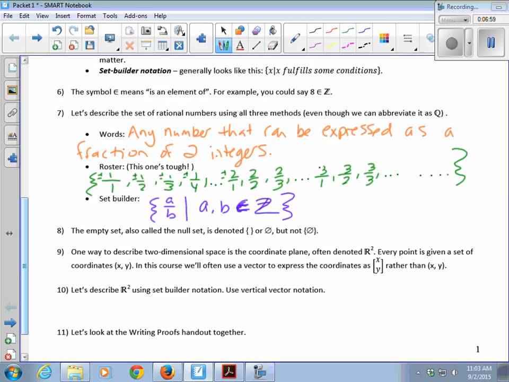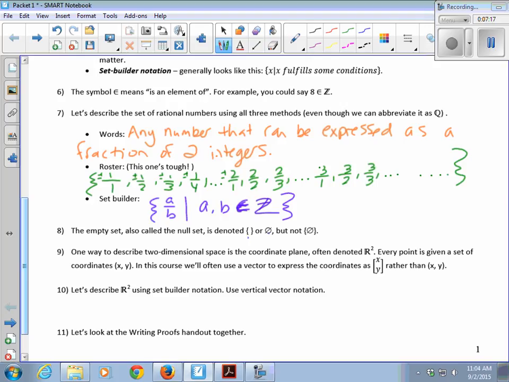So the empty set, the set with nothing in it, is also called the null set. You can denote it as brackets with nothing in it, or a circle with a line through it, but not a circle with a line through it in brackets. Okay. This one or this one.